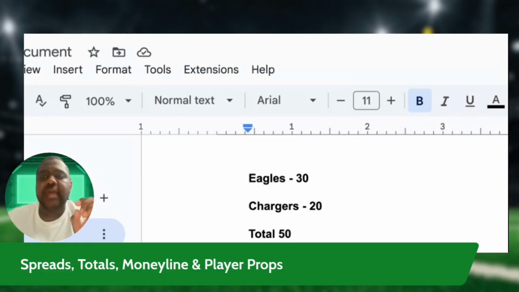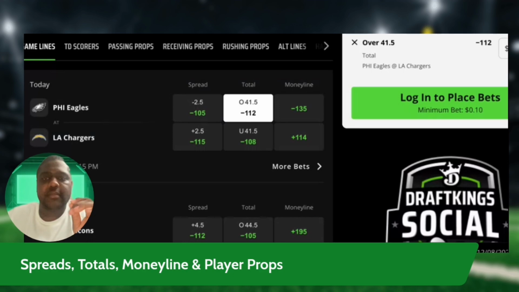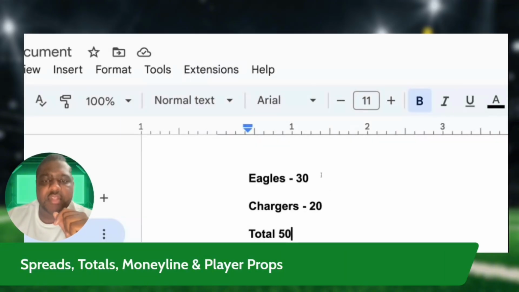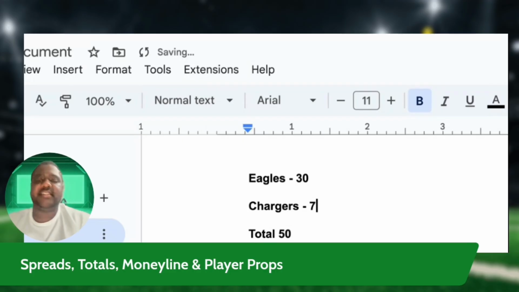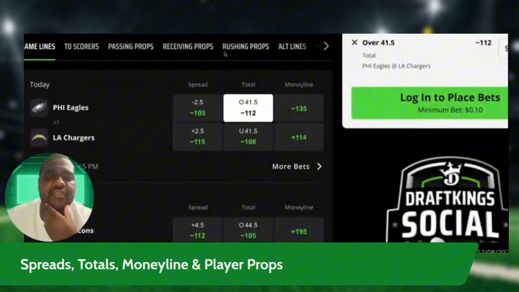Now, let's go back. Oh, sorry. I was on the document the whole time. But anyway, back to the document, right? Let's say the Chargers had 7 and the Eagles had 14. The total is 21, right? 21. Let's come back to DraftKings.